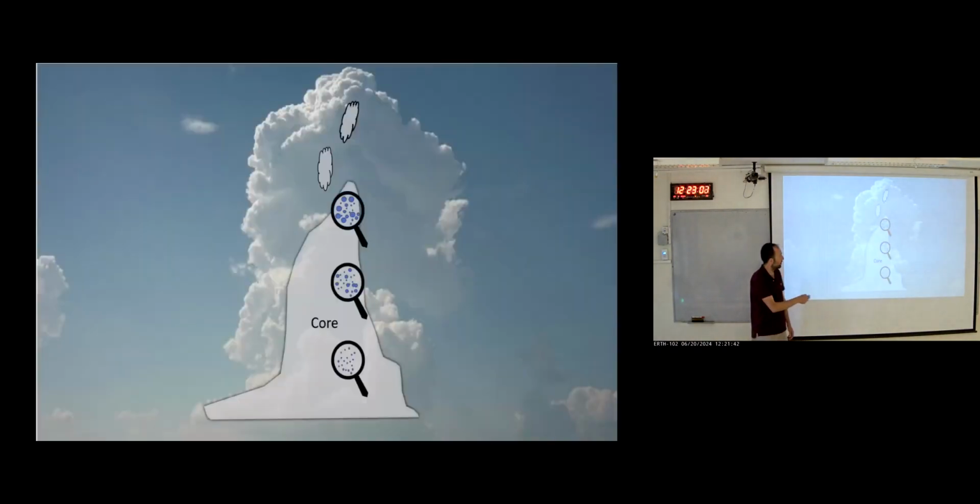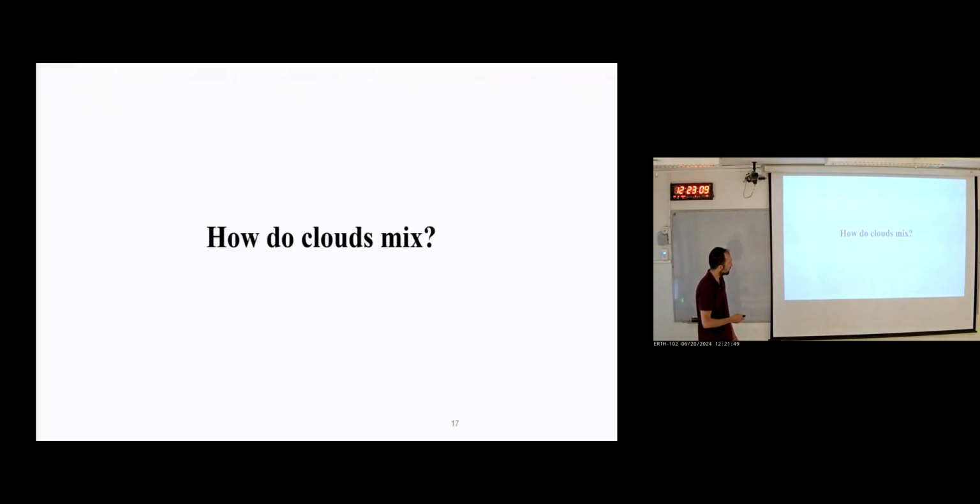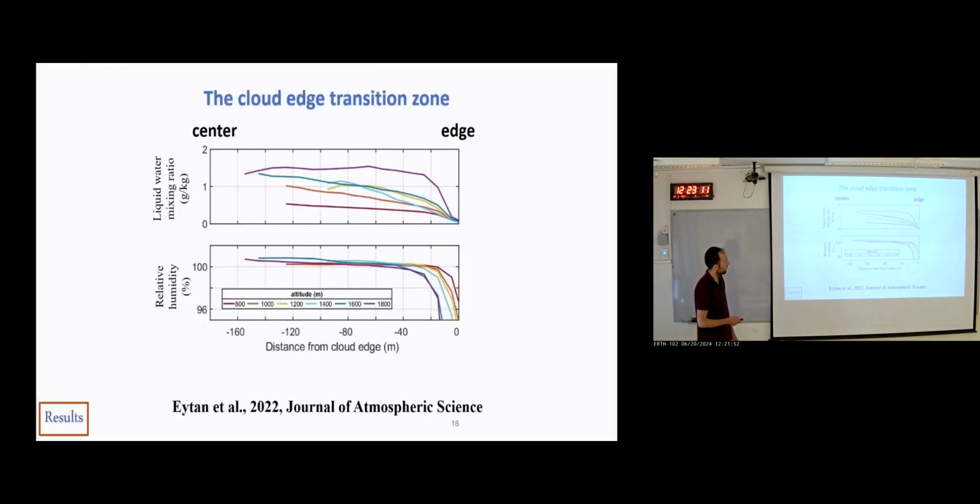So, okay, we have the core, but then the question is, how do you get all the rest? The core is a small fraction of the cloud, so most of the cloud is diluted. So how do clouds mix? We started looking at some average values of different cloud variables. Here it's the liquid water mixing ratio, and here it's the relative humidity. We noticed that if you take a certain level and average all kinds of variables, many of them will have strong gradients near the edges of the clouds, on the order of a few tens of meters. About 20 to 40 meters, you have strong gradients.